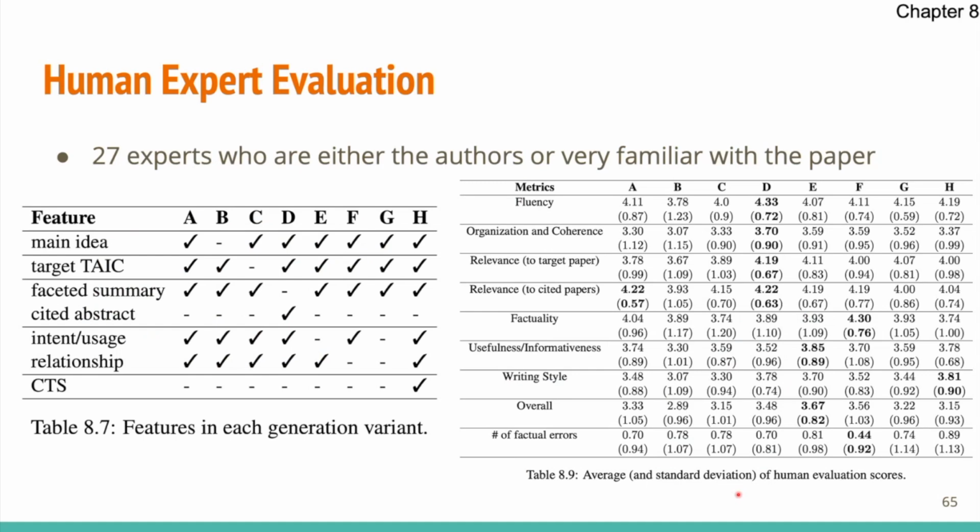Due to the challenging nature of related work generation evaluation, no model nor ordinary person can really evaluate a related work section. Therefore, we asked 27 experts who are either the authors of the related work sections or very familiar with the target paper for the human evaluation. We ablated various features and then scored human evaluation metrics in 5-point Likert scales.